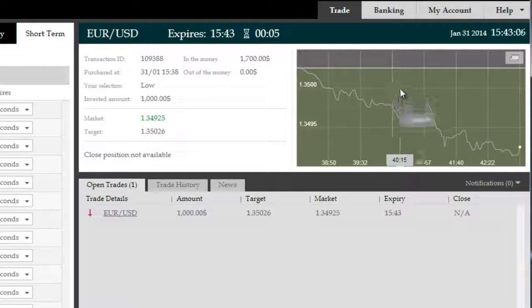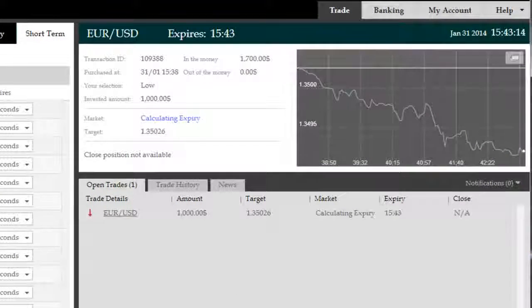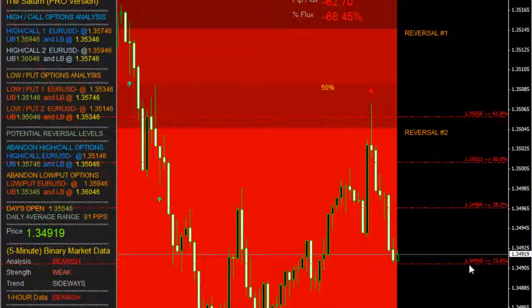7, 6, 5, 4, 3, 2, 1, 0. We have now expired very, very comfortably in the money here for a $1,000 investment, giving us a $1,700 return, 700 of that being core profit.